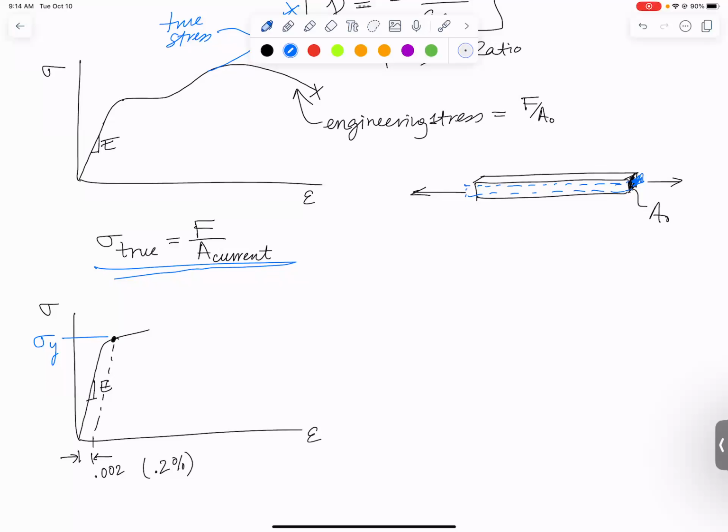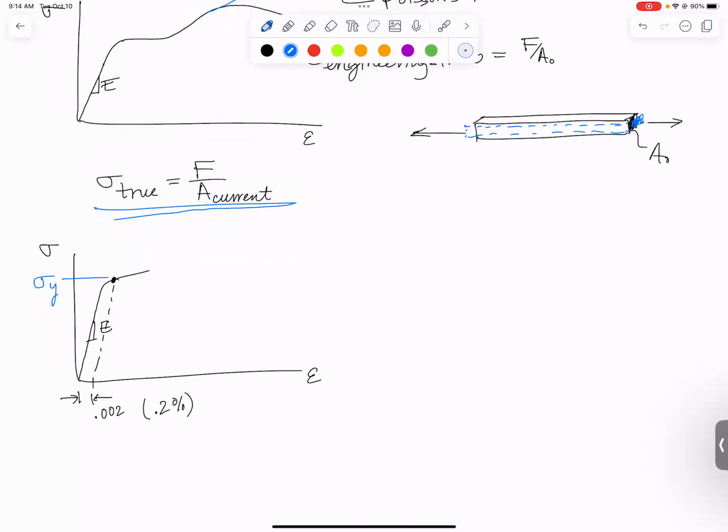And that 0.2% offset strain was defined by people who wanted to be able to take massive amounts of data and always arrive at pretty much the exact same yield stress. So that works pretty well. So we have yield strength, which is an important property.